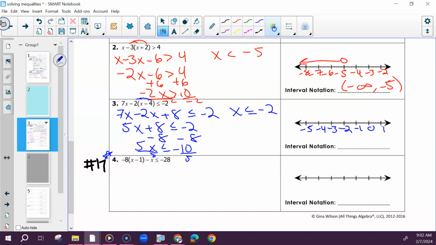Would that be open or closed? Closed. Going to the left or to the right? To the left. So when we do this interval notation, it's going to start off similarly to number 2. So this would start at negative infinity, and it stops at negative 2. But this time, because this is a closed circle, we're going to use a square bracket. Questions on our notation?